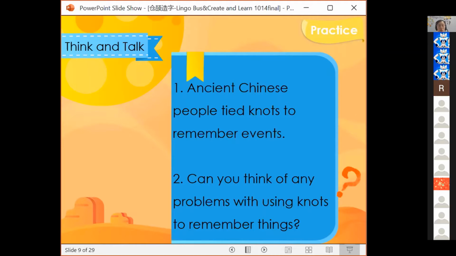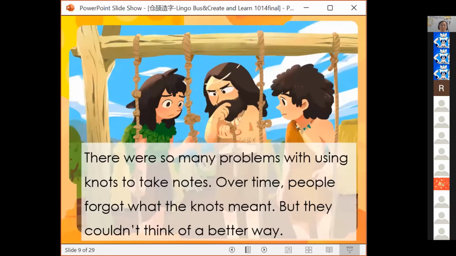Oh, the knots could break. That's a good point too. Let's see what the story says. There were so many problems with using knots to take notes. Over time, people forgot what the knots meant, but they couldn't think of a better way.